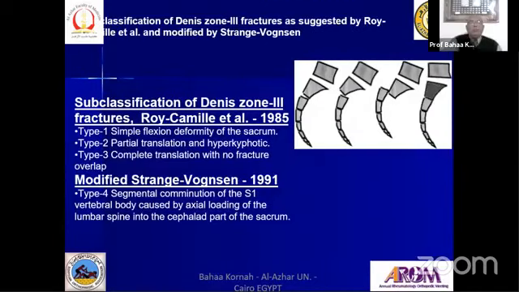This is the classification by Denis of zone fractures, as suggested by Roy-Camille and modified by Strange-Vognsen. In the subclassification, as we mentioned, there is simple flexion deformity of the sacrum, then partial translation and hyperkyphosis. Type 3 is a complete translation with no fracture overlap. Modified by Strange-Vognsen in 1991, Bucholz type 4 is segmental comminution of the S1 vertebral body caused by axial load of the lumbar spine into the cephalic part of the sacrum.